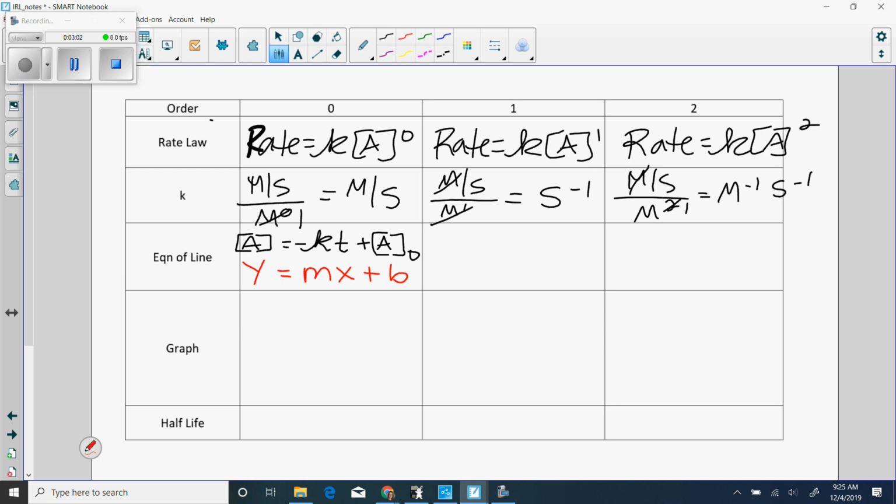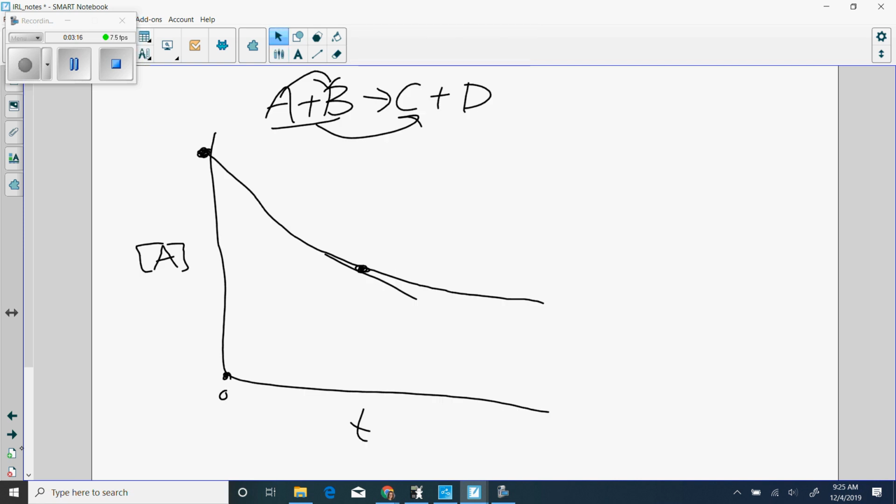So M is the slope. The slope is negative K. B is called the y-intercept. The y-intercept is where it crosses the y-axis, which is going to be our time 0. Okay?